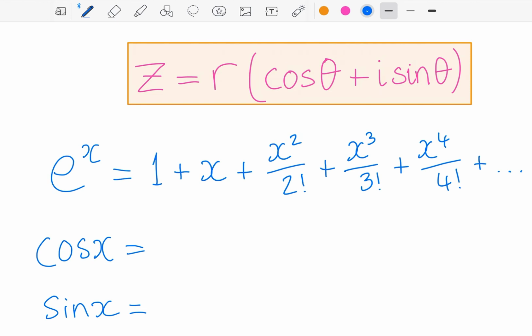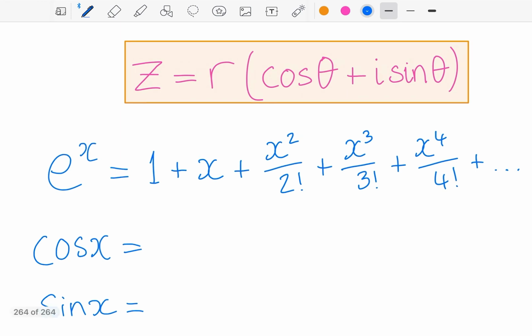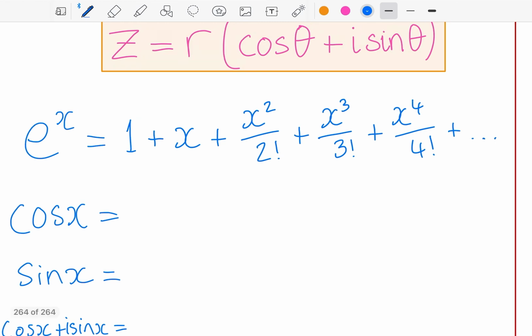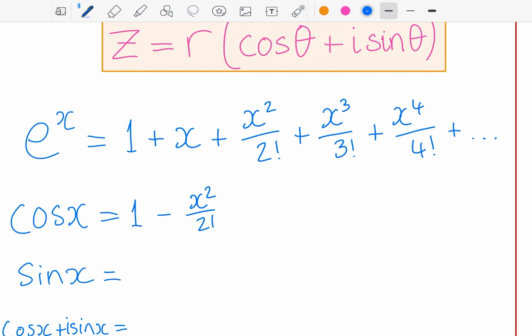Well, that seems to be not particularly related to our polar form of complex numbers, so it's not clear why we've done that so far. Let's look at something that is more in line with what we've got above. That's going to be cos of x. Can we represent cos of x with one of these power series? And we can. Cos of x can be written with this series here.